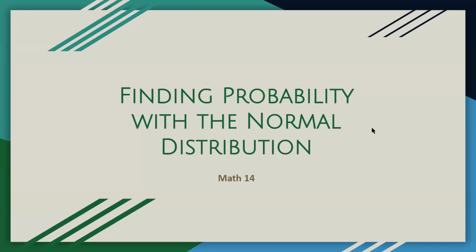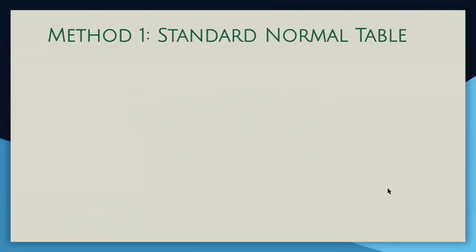So in our last video, we introduced the normal distribution. Now we're going to learn how to use it to find probability for events in the real world. There's 3 methods to do this. The first is using that standard normal distribution and z-scores that we talked about in the last video, and then reading the probability from a table.